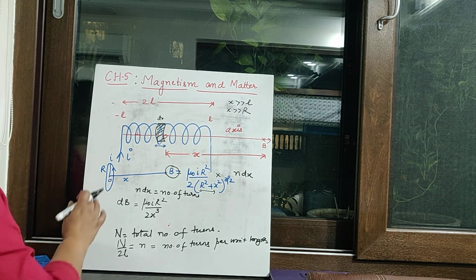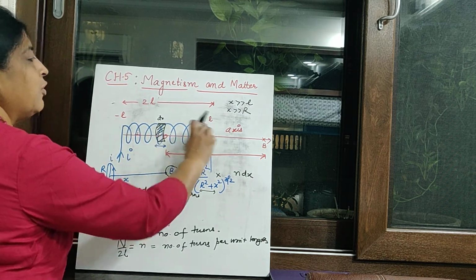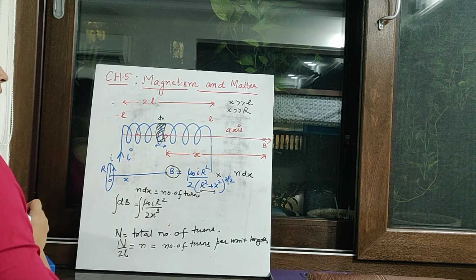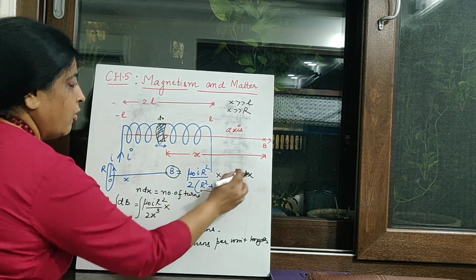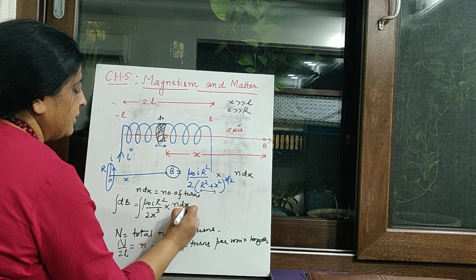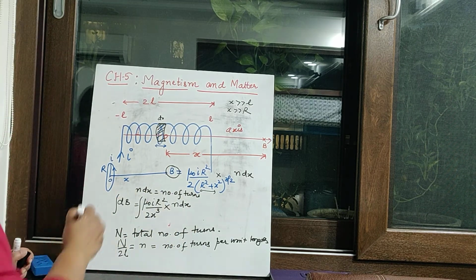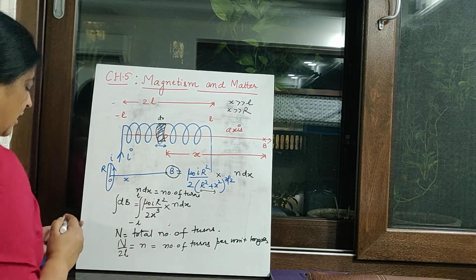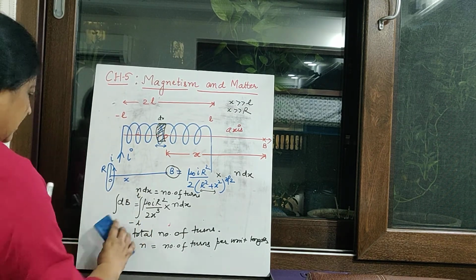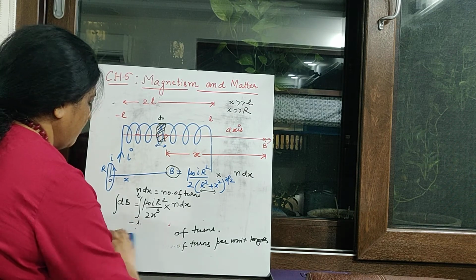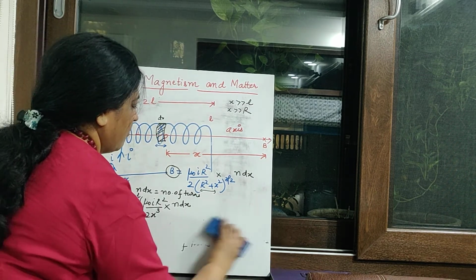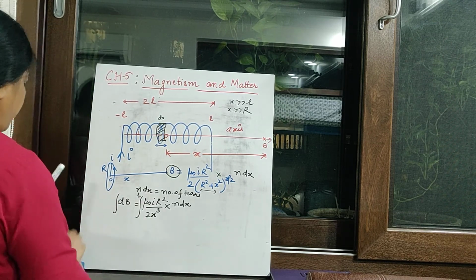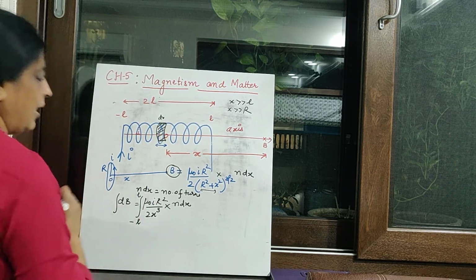Okay, so I have changed this B to dB. Now, in order to find the magnetic field due to the whole solenoid, we will have to integrate the expression. And this was already multiplied by n dx, like this. And the limits of the integration will be from minus L to L. So now I am erasing this. So this is minus L to L.